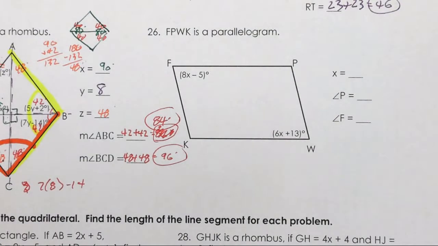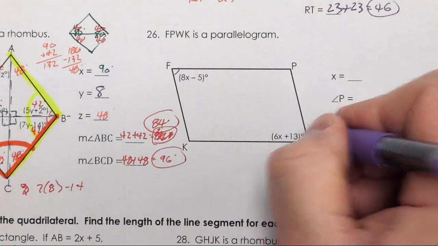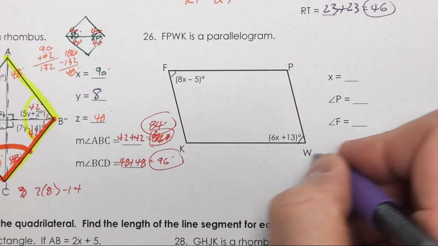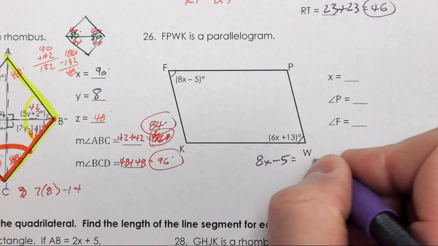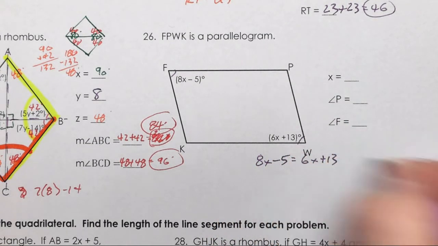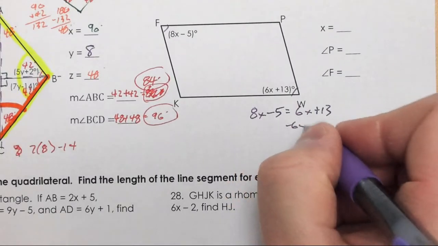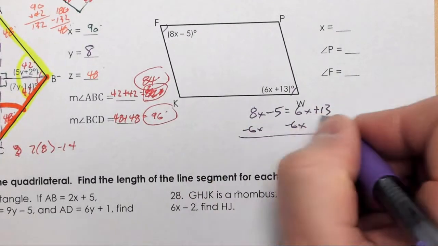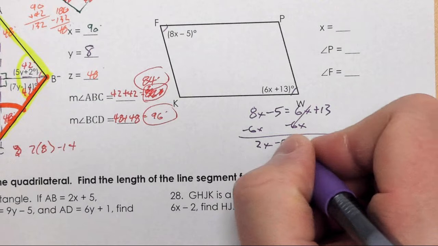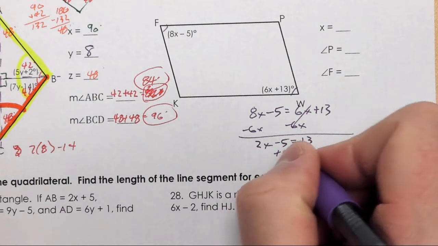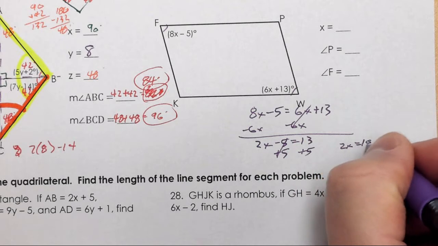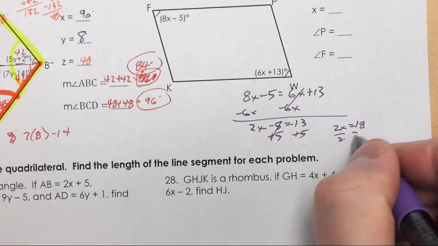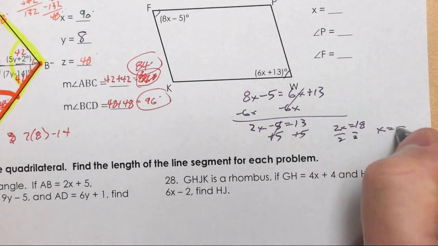So I know that this angle and this angle must equal each other. So I'm going to set them equal, right? We're going to have 8x minus 5 equals 6x plus 13. Just going to solve for x here by subtracting 6x. So I get 2x minus 5 equals 13. I'm going to add 5 to both of these, and I get 2x equals 18. And I divide by 2, and x is 9.